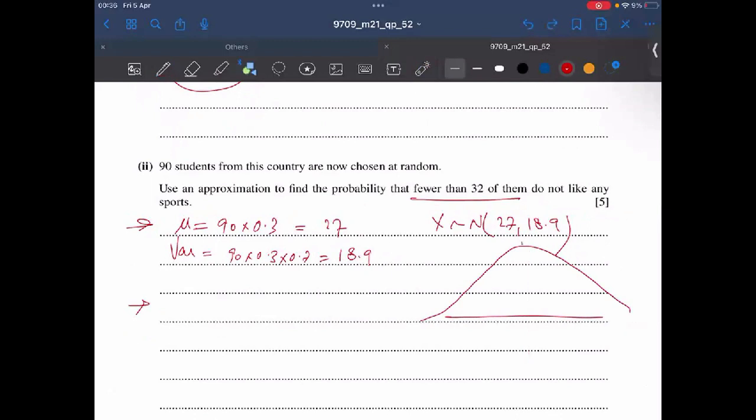So, this is going to be then what? 27, and 32 will be over here. I'm going to draw a bar. And fewer than 32 means this is going to be 31.5 and it's going to be 32.5. Fewer than 32 means I'm not going to include this bar. So this is going to be this one.